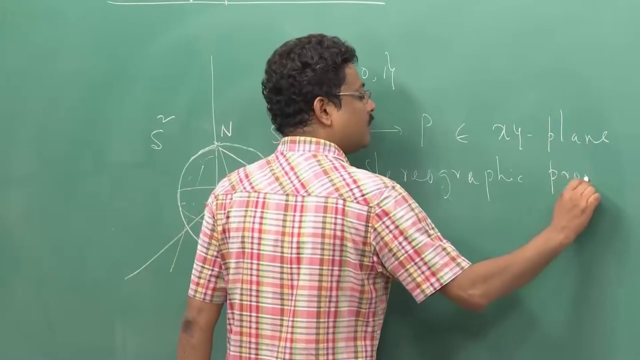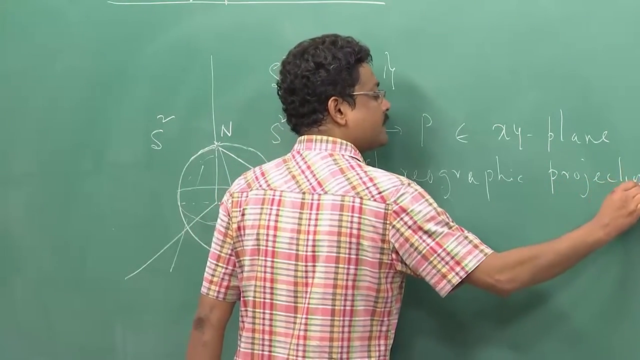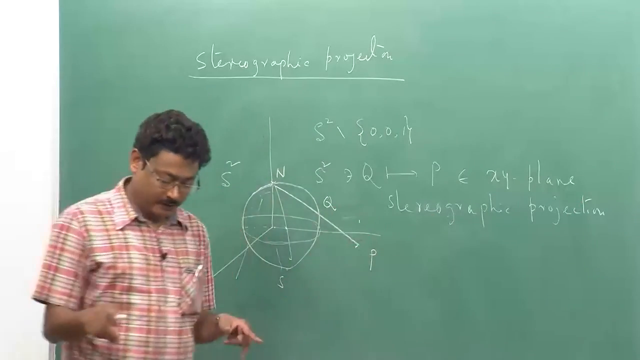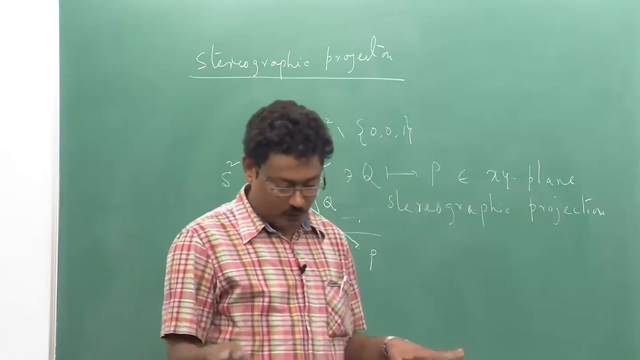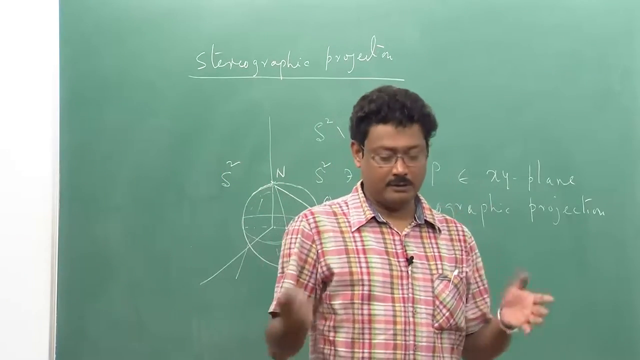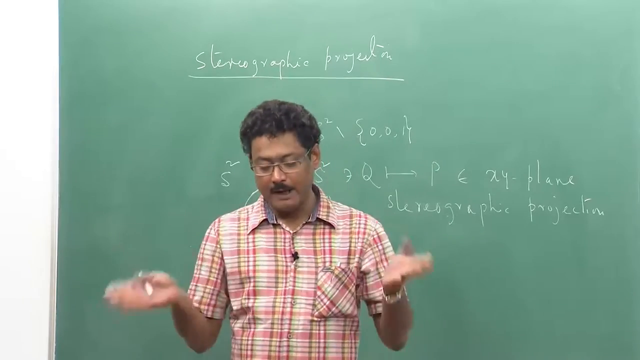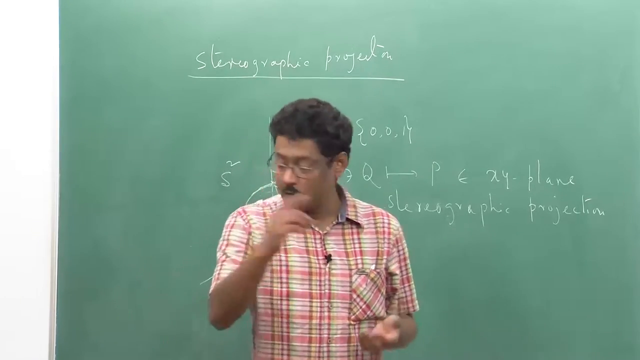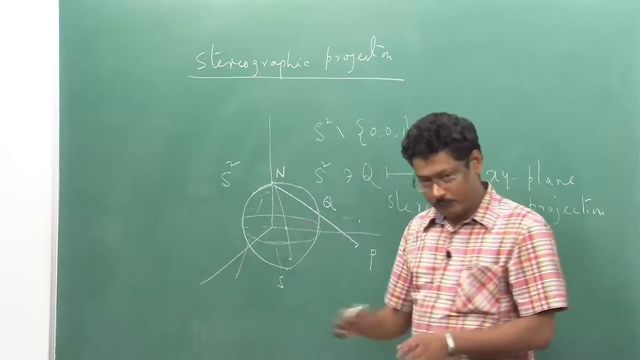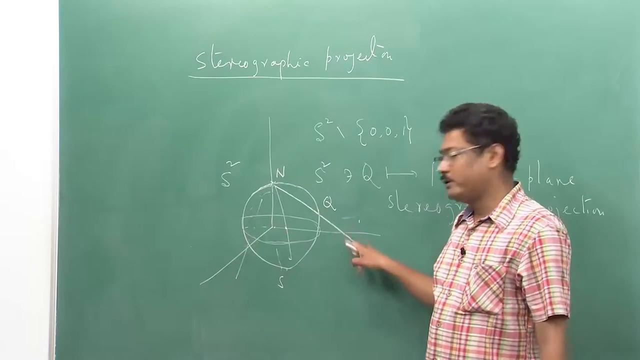The use of this, you do it in an atlas. In cartography, if you want to put the world map, which is a surface, a globe, on a paper, then that's what you do: stereographic projection.